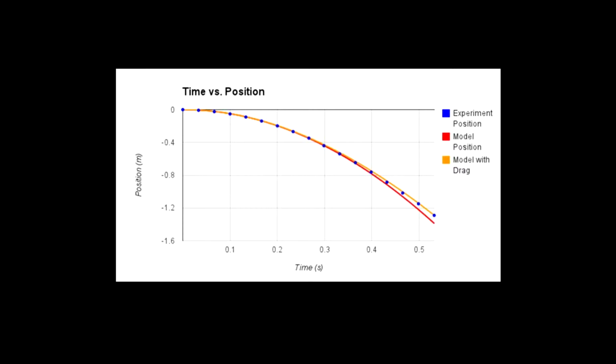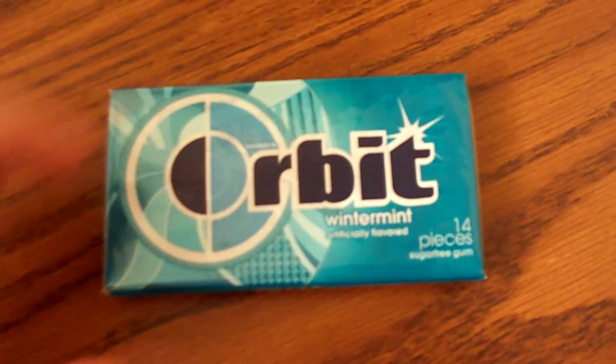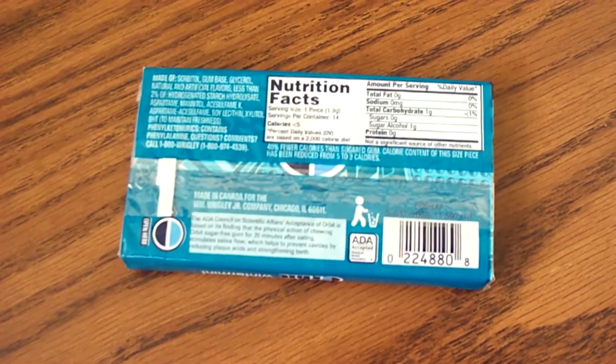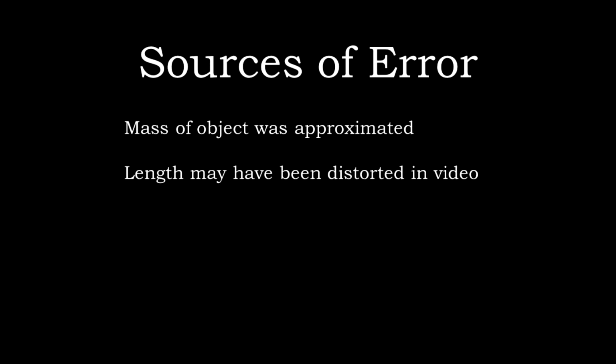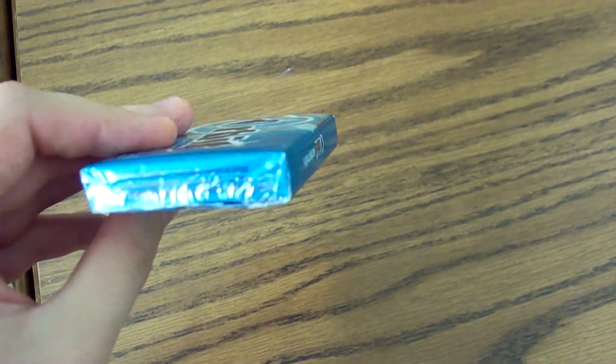However, even with this manipulation, the model graph very slightly underpredicts the position of the object in the middle of the graph. There are a few possible sources for this error. One is that the mass of the gum package was never confirmed, only approximated using the nutrition information given on the back. Another is that the length scale used in Tracker was from the measurement of the side of the gum package. Since this is such a short length and I was holding the gum at a slight angle, the length was difficult to put into Tracker accurately.